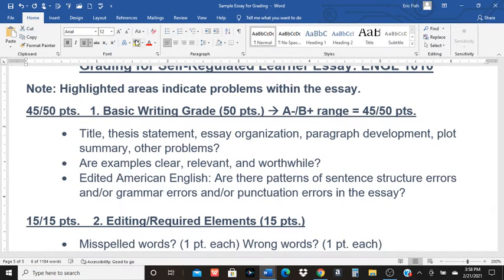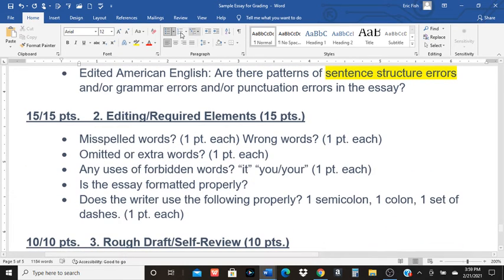Then we come down to the grading area, and I'm going to highlight where I'm seeing problems. If you're having problems with comma splices, run together sentences, or fragments, I'm going to highlight that. If I didn't like your title or something, that'll get highlighted. But when I highlight something, that's me saying, this is kind of where you're losing points. That's what's bringing the grade down a little bit.